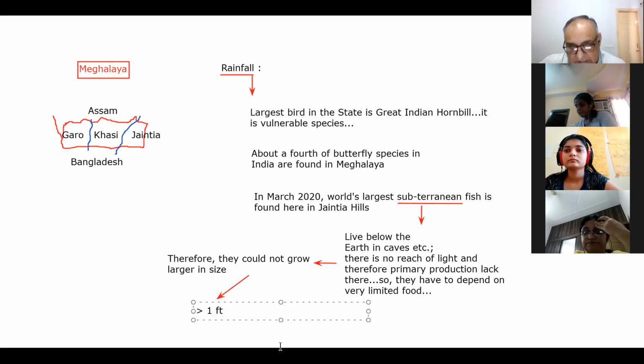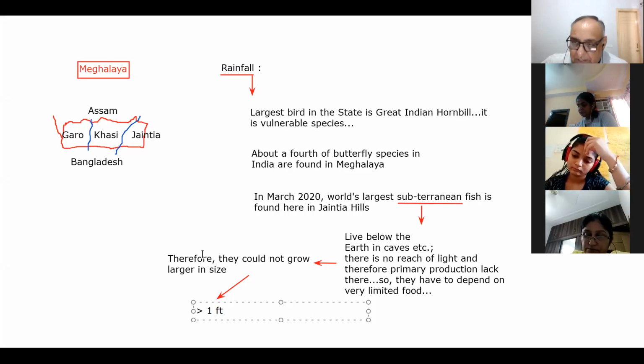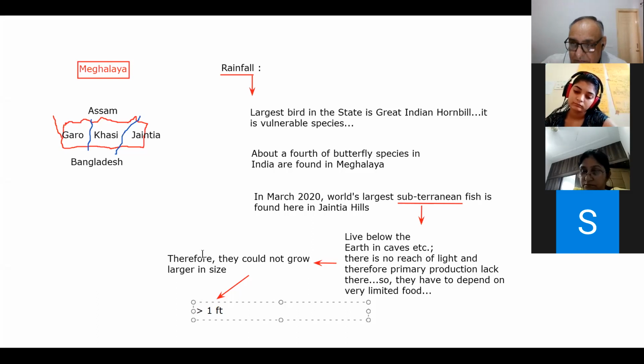Okay, right. Yes. So beta, the largest subterranean fish species of the world has been found in Meghalaya in 2020. It lives in caves there. This is important. In the Jaintia Hills region, that is also important, right?